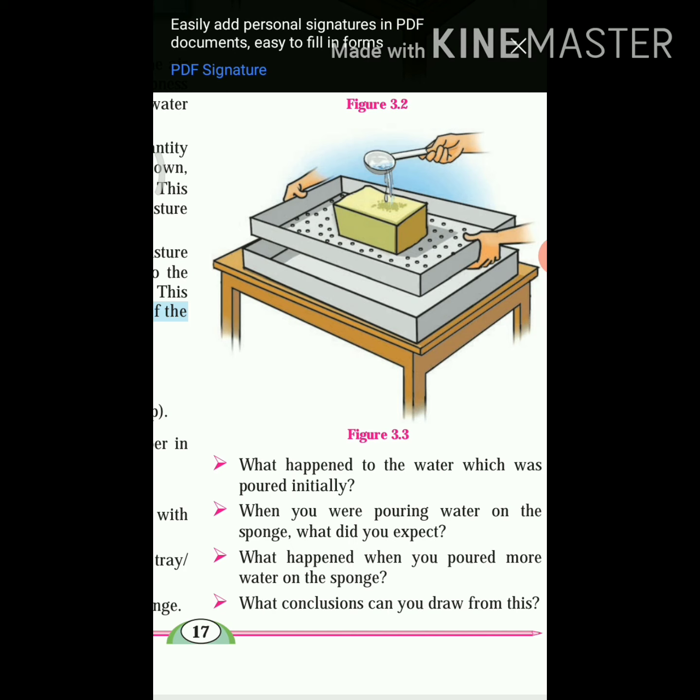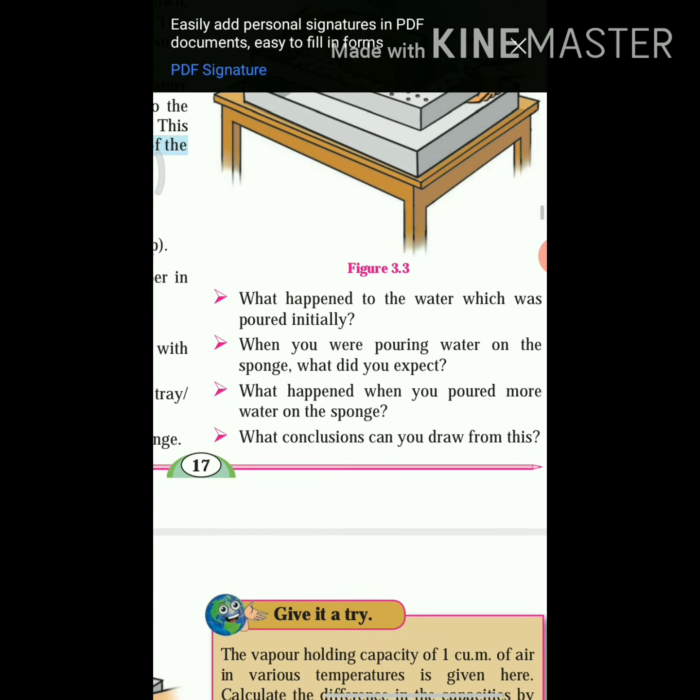Second question in your mind is that when you were pouring water on the sponge, what did you expect? When we were pouring water on the sponge, we expected that water will trickle out from the sponge. Then third question: what happened when you poured more water on the sponge? When we poured more water, water trickled out from the sponge.